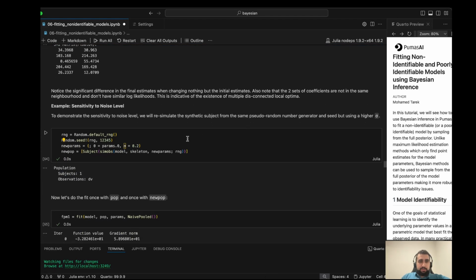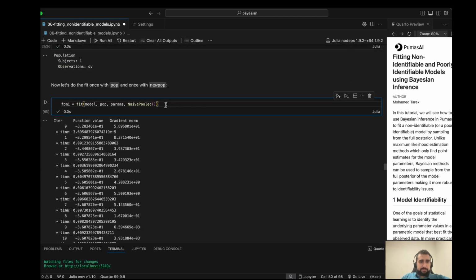Okay. Another demonstration that I wanted to show was what happens if I just increase the sigma level. So I use the same parameter values for simulation, and I use the same seed for the random number generator. So I'm generating the exact same sequence of random numbers, with the exception that the noise is now amplified a little bit. Before it was 10% noise, now it's 20% noise. And so just by amplifying the noise a bit, we get a new subject, obviously. So let's do that.